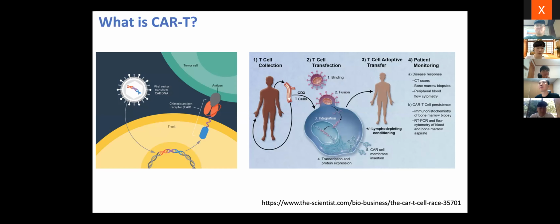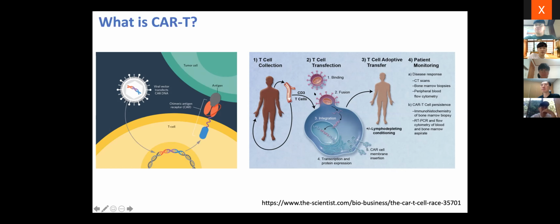The exact mechanism of how the viral vector is transfected is currently, I think, a secret of the companies. So I didn't have permission or the exact mechanism to know how it is injected, but this is the general impression. After the T cell is collected from the patient, the vector binds and fuses into the cell, gets integrated, and the cell is then transferred back to the patient.